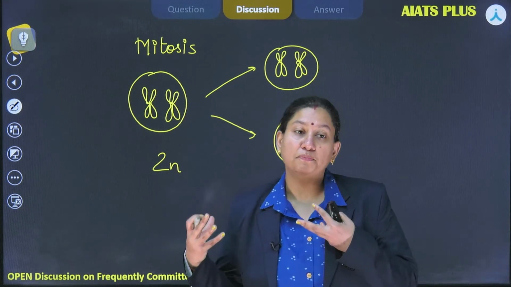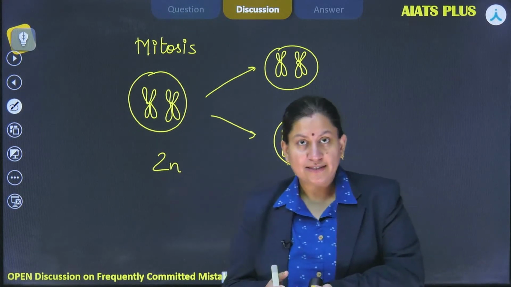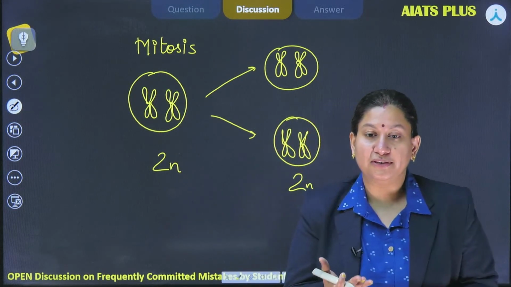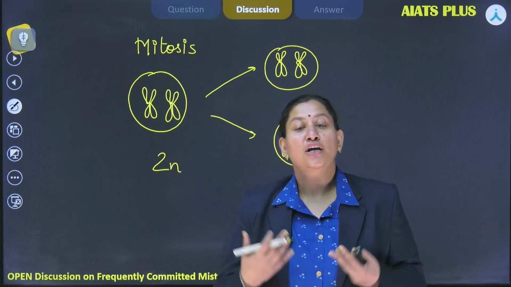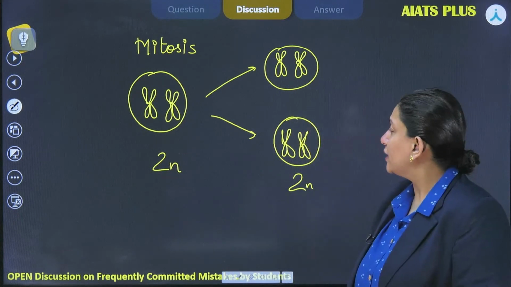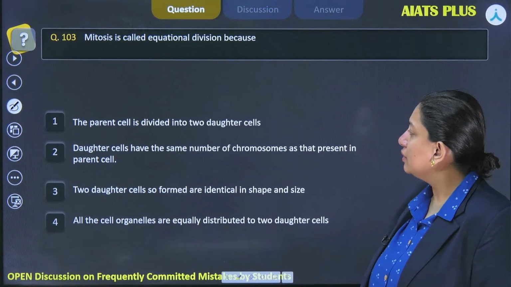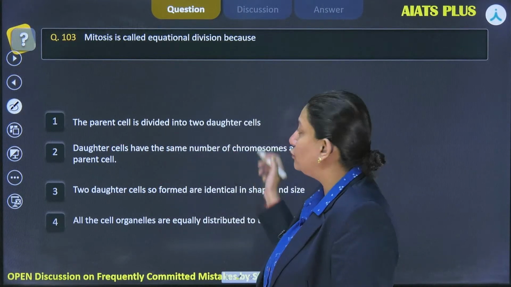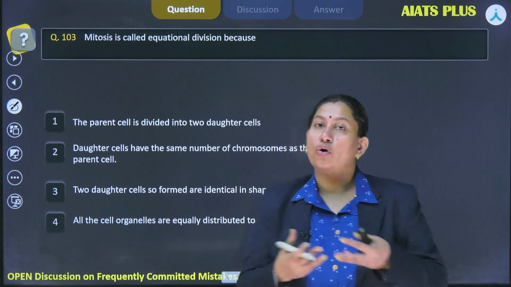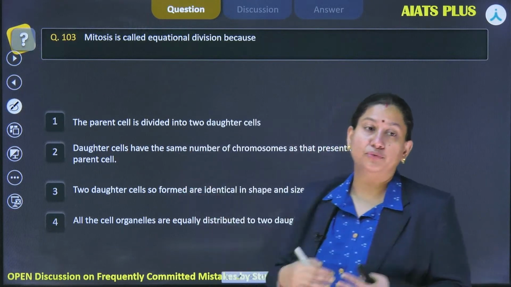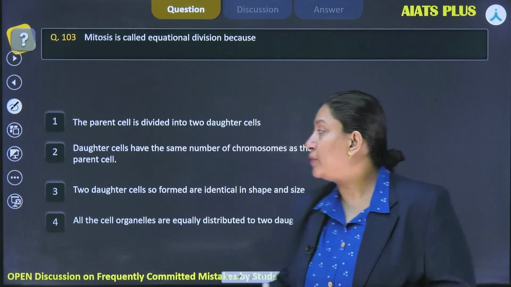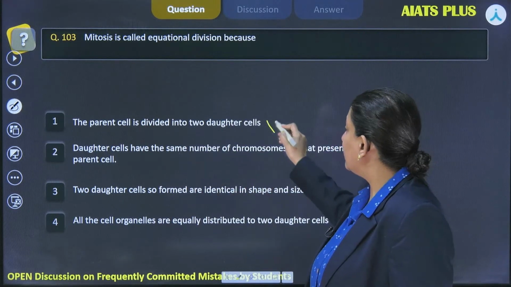On the contrary, if we talk about meiosis, then whatever the ploidy of the mother cell is, exactly half of that ploidy will be received in the daughter cells, right? So Sagnik is correct, who's saying that daughter cells have the same number of chromosomes as parent cells. So yes, this is absolutely true, and because of this we call mitosis the equational division. Getting back to the question, the first option is saying that the parent cell is divided into two daughter cells. This is the main objective of cell division itself. Whether it is mitosis or meiosis, either way the cell is going to divide into daughter cells. After mitosis we get two daughter cells, and similarly after the completion of meiosis 1 also, we receive two daughter cells, right? So this is an incorrect option.